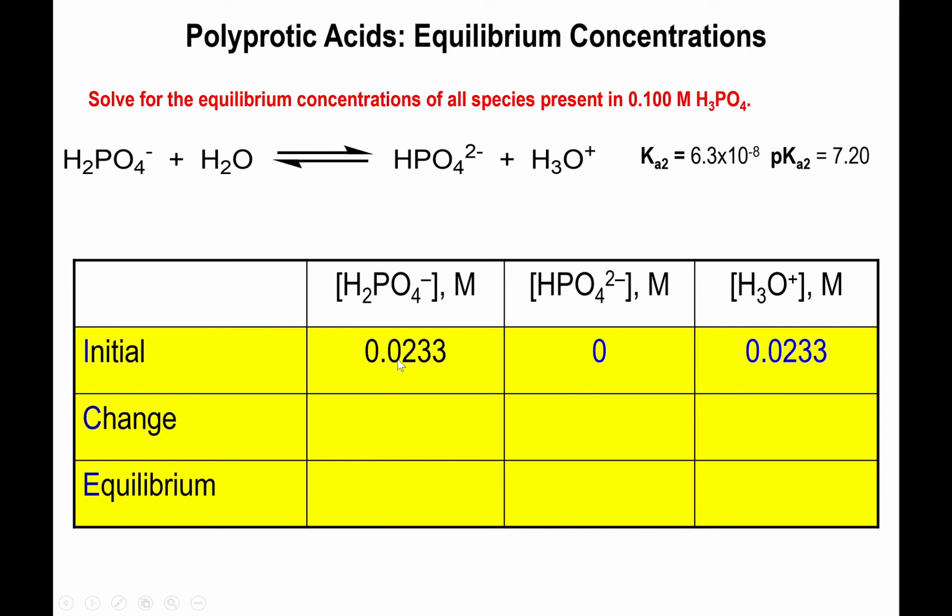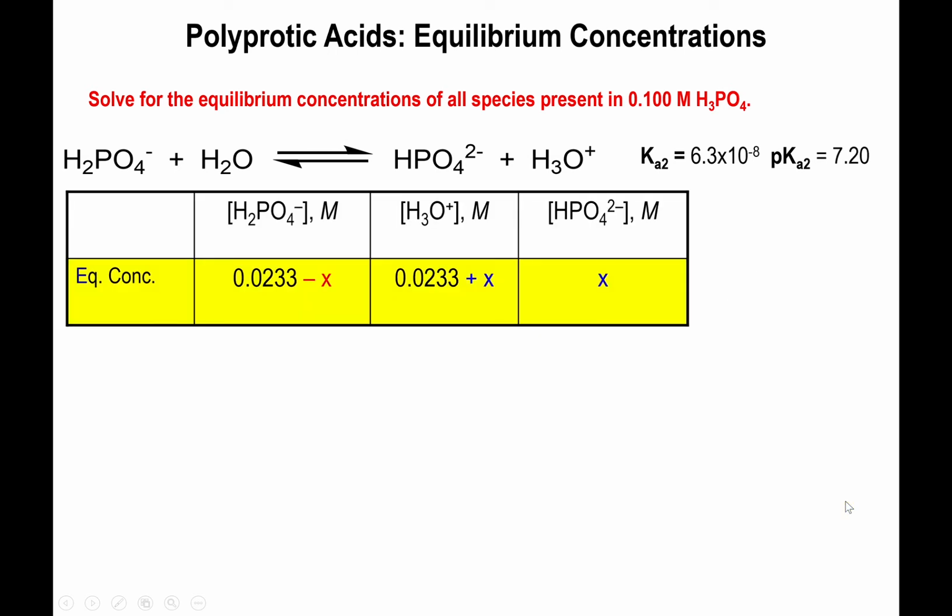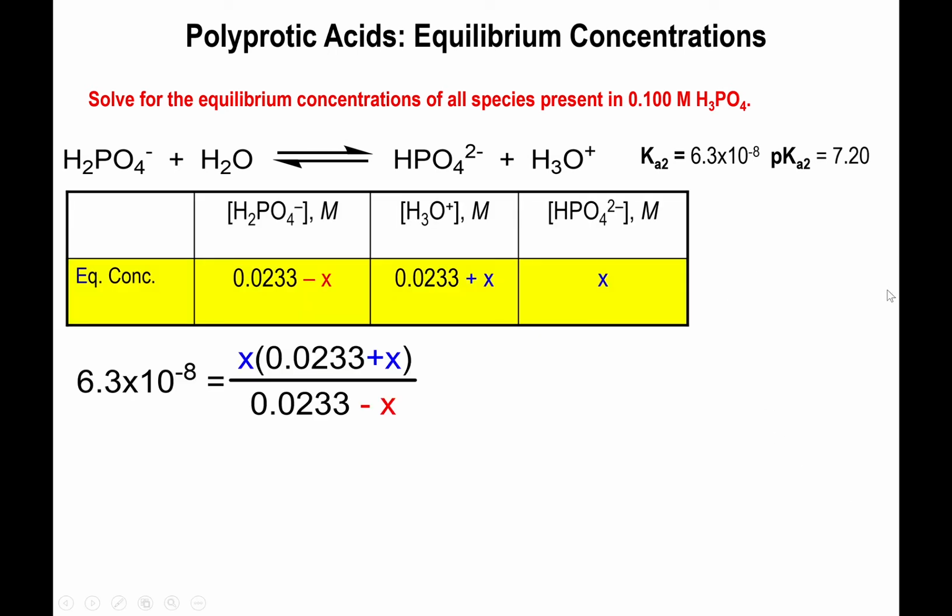Specifically, a concentration of 0.0233 and a concentration of also 0.0233 for dihydrogen phosphate and hydronium. So when we apply the ICE table to the second dissociation, and we have the minus x's and plus x's, ultimately we'll have 0.0233 minus x, and 0.0233 minus x. Setting up the equilibrium expression for the second Ka tells us that 6.3 times 10 to the negative 8 has to equal x times 0.0233 plus x divided by 0.0233 minus x.